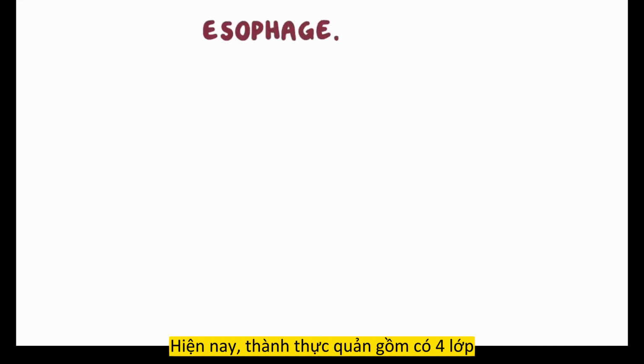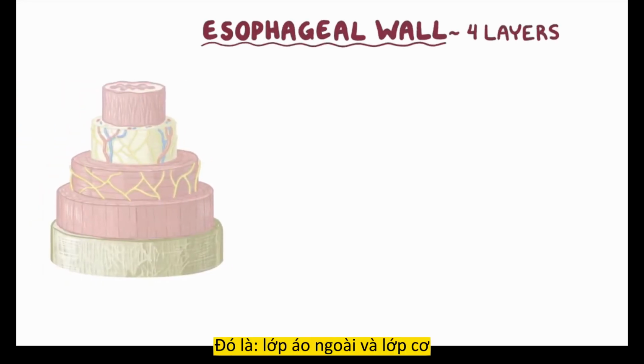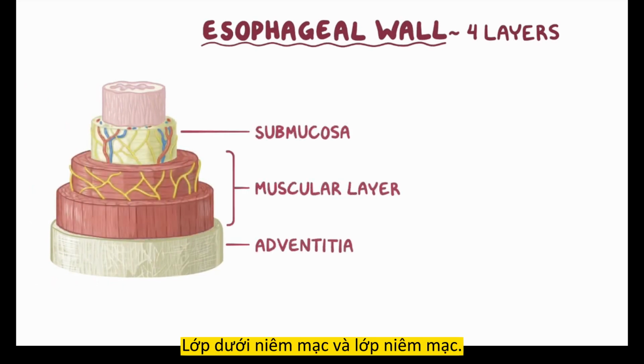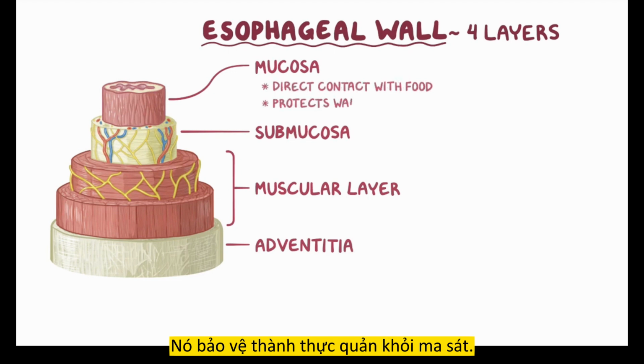Now, the esophageal wall has 4 layers. From the outside in, these are the adventitia, the muscular layer, the submucosa, and the mucosa. The mucosa comes in direct contact with food, and it protects the esophageal wall from friction.